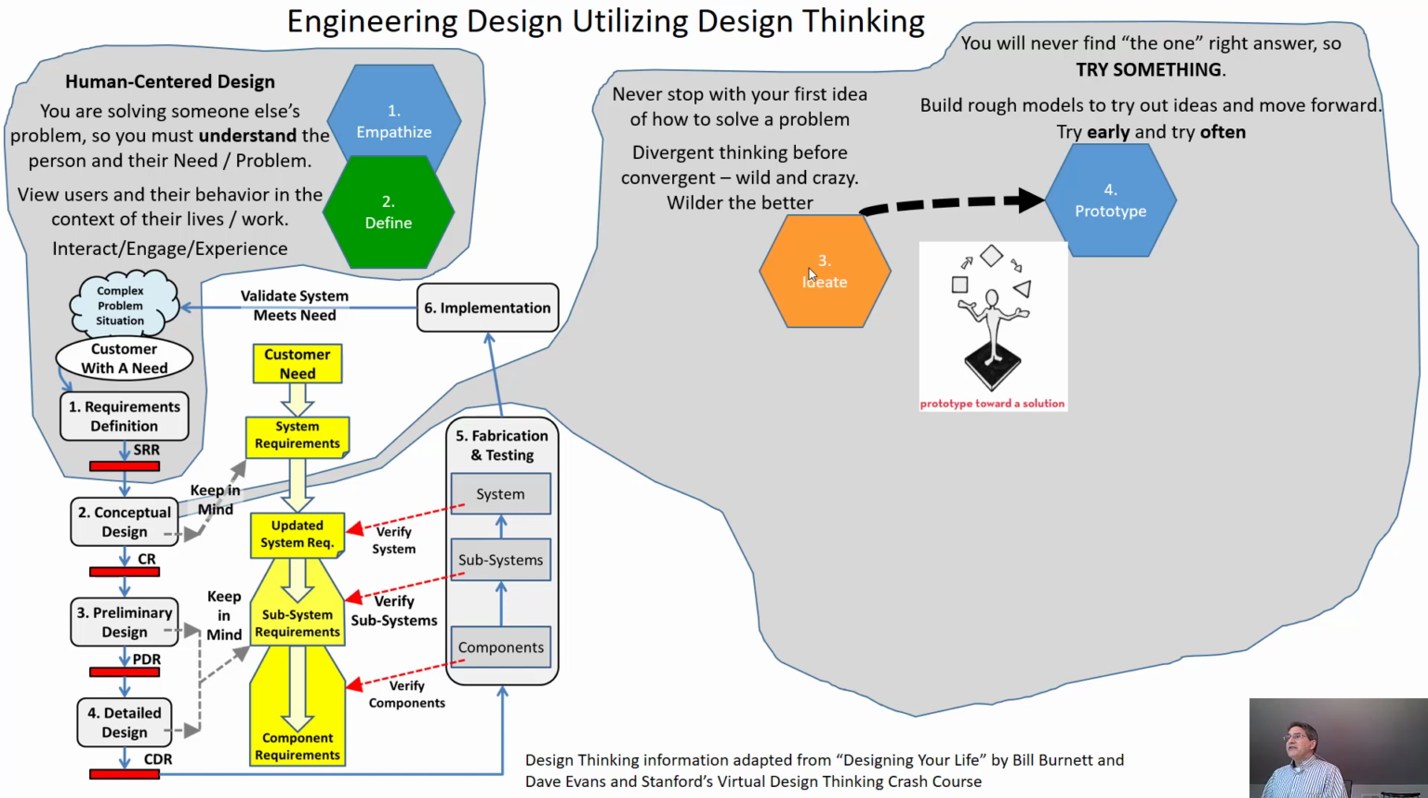In traditional engineering, when we say prototype, we mean you've designed the whole thing and now you build one and you try it out. No, what design thinking is talking about is, you're never going to find the one right answer, so try something. When you have an idea, you're like, I wonder if I could do this. Well, build a rough prototype of that. Use popsicle sticks, use cardboard, to try that one idea out.